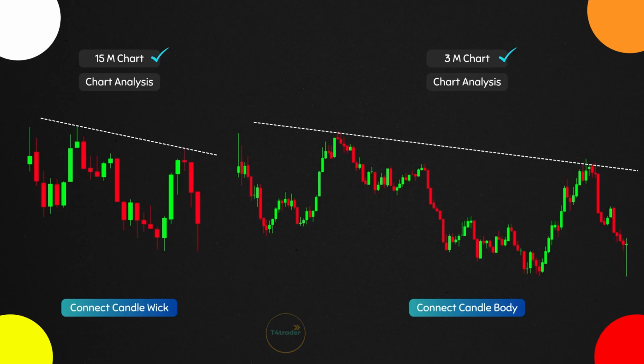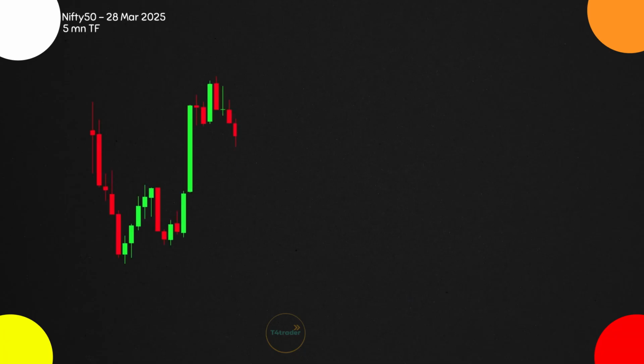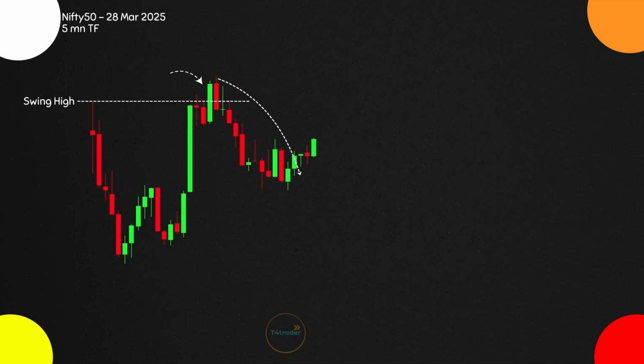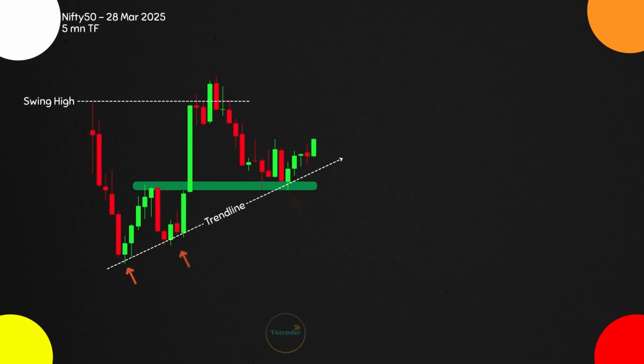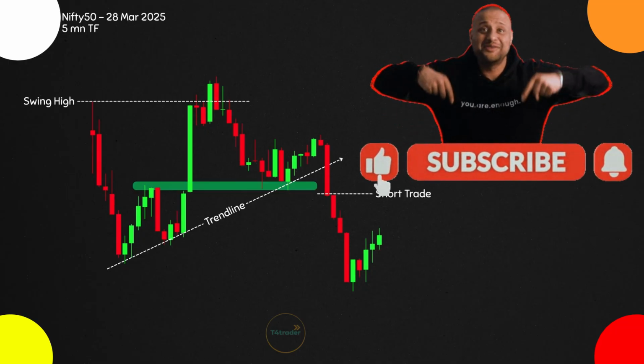Why trend line breakouts trap traders? Now let's understand why traders get trapped during trend line breakouts. This example is from the Nifty 50 chart on March 28 on the 5-minute time frame. Here the price breaks the previous swing high, but instead of moving upward, it starts moving downward and tries to form support near the previous swing high. If we connect the higher lows, we get a trend line support where the market repeatedly tries to move upward. But suddenly, a large red candle breaks the trend line and support downward.